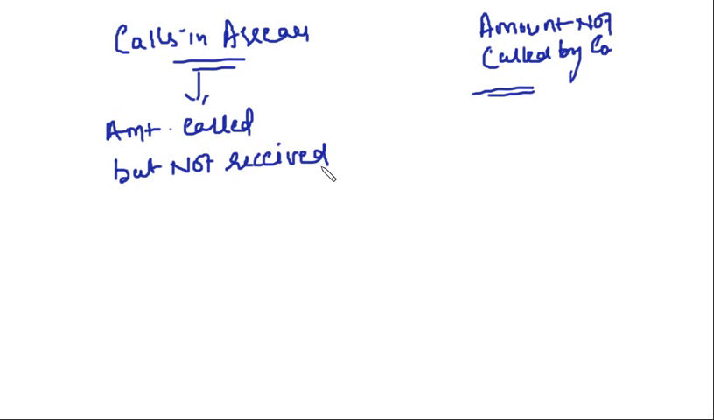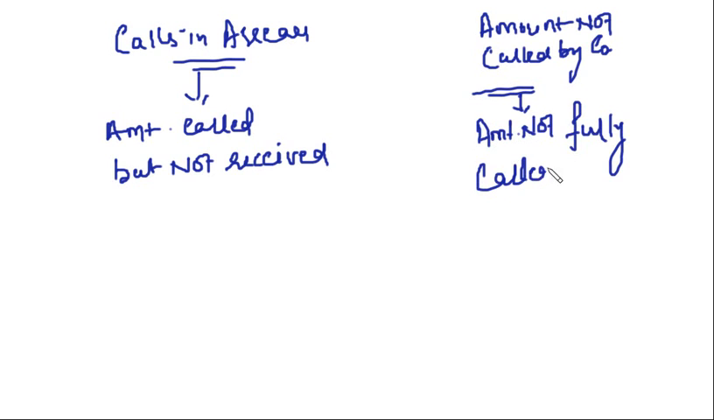You called for 10 rupees. You called for 50 notes of rupees 10 each from your father, but he paid you 50 notes of rupees 5. You called, but you did not receive it. Right? Amount not called by the company, that is amount not fully called by the company. Right? This is case A, this is case B.